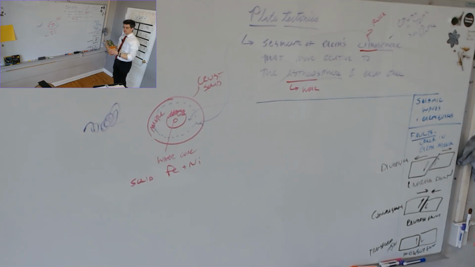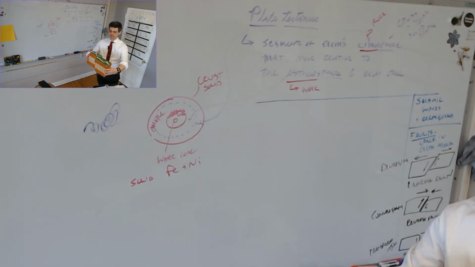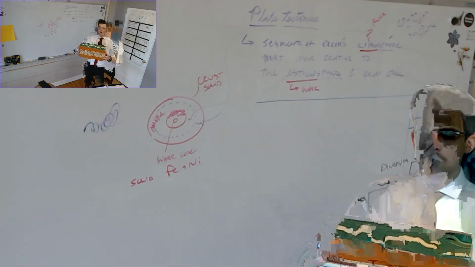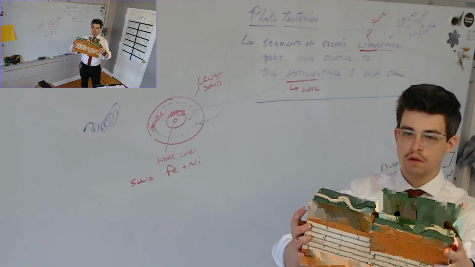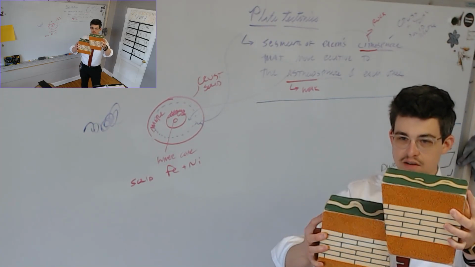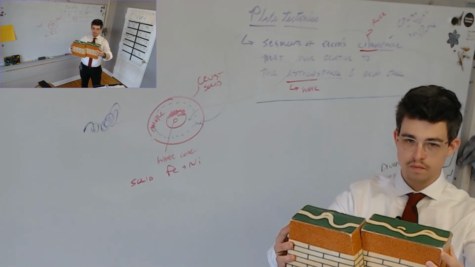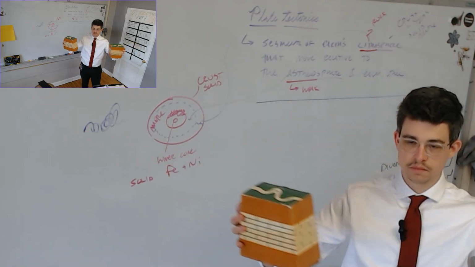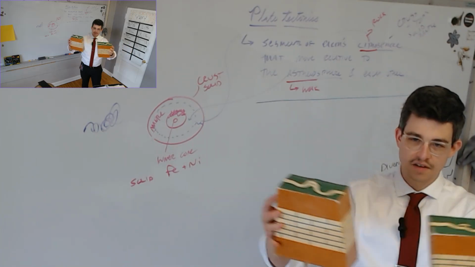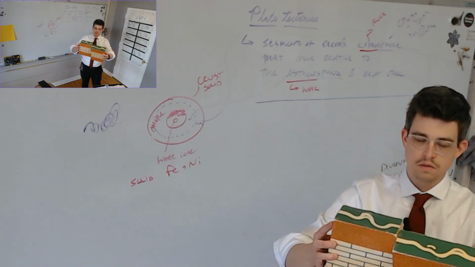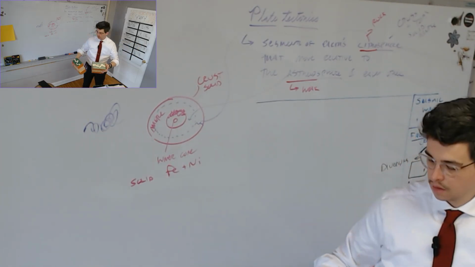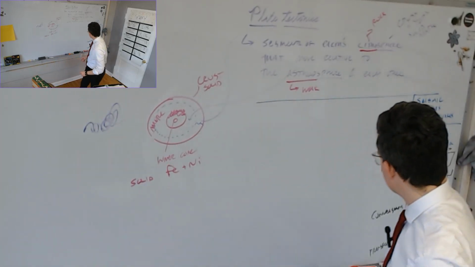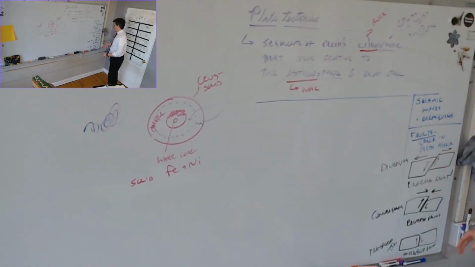Transform. Trans meaning across, form meaning shape. Okay, so normal, reverse, transform. Divergent, I did convergent. Convergent when they come together, transform. Yes? So those are the plate boundaries and the way they can behave at faults.